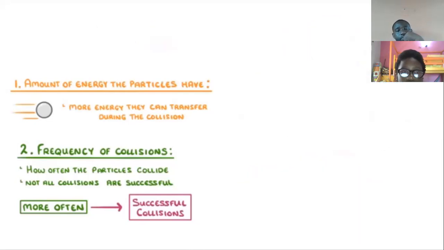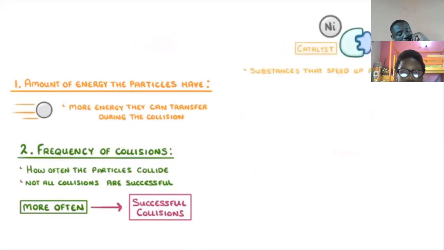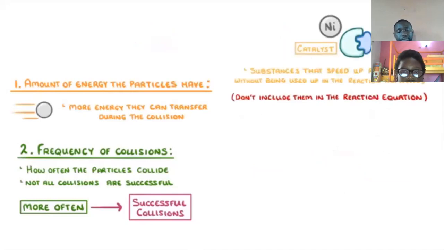The last factor that we need to cover is the presence of a catalyst. Catalysts are substances that speed up a reaction without being used up in the reaction themselves. So we don't include them in the reaction equation, as they're not reactants or products.